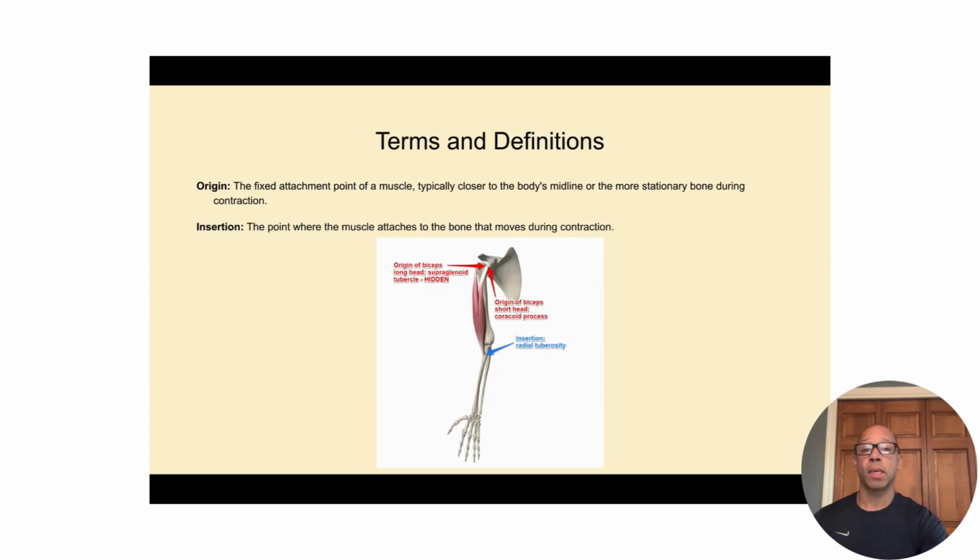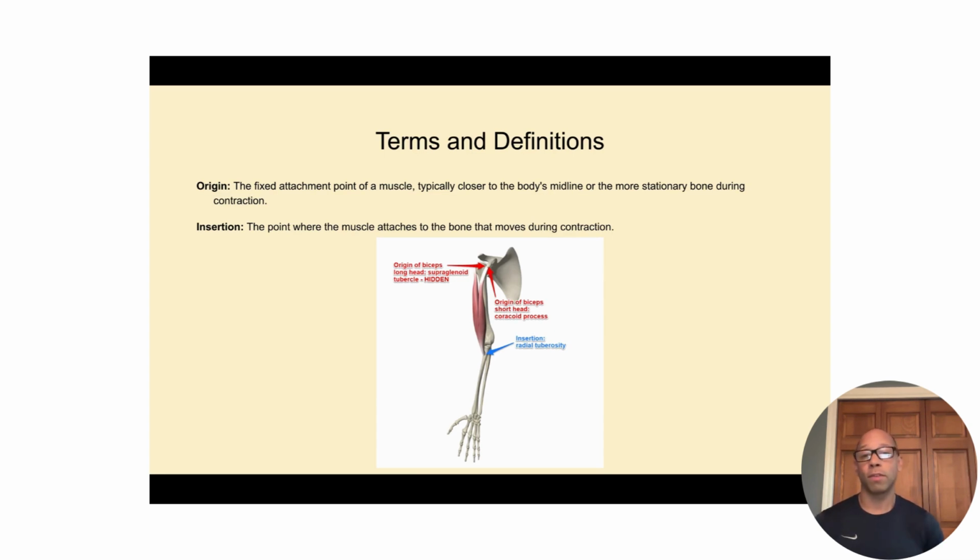Okay, so let's start with origin and insertion. Some of these terms you'll see are kind of opposing terms, but origin and insertion. The origin of the muscle is going to be the one that is typically fixed. It typically doesn't move, like it's not near a joint that's going to be moving while the muscle is acting. The insertion is at the point usually further away from the midline of the body that the muscle attaches to, and it moves something else on the other side of a joint.